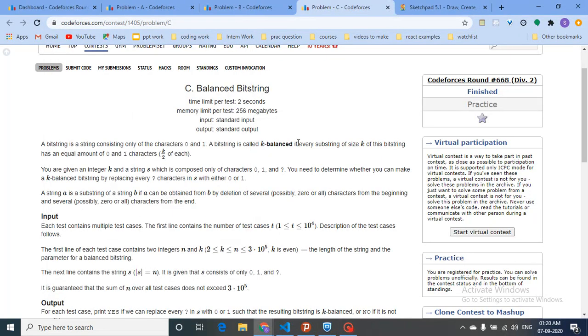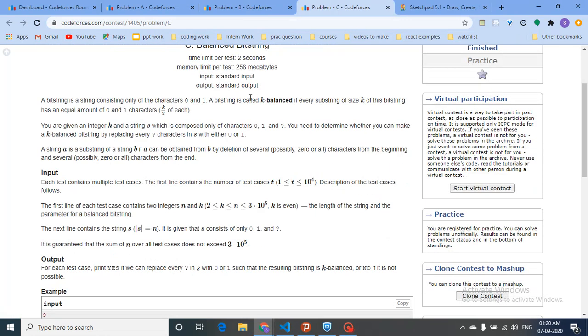Hello friends, today we're going to discuss the third problem from the latest Codeforces Round 668, named Balanced Bit String. You're given a bit string, which is a string consisting of only the characters 0 and 1. A bit string is called k-balanced if every substring of size k has an equal amount of 0s and 1s. So if you take a substring of length k, k is even.